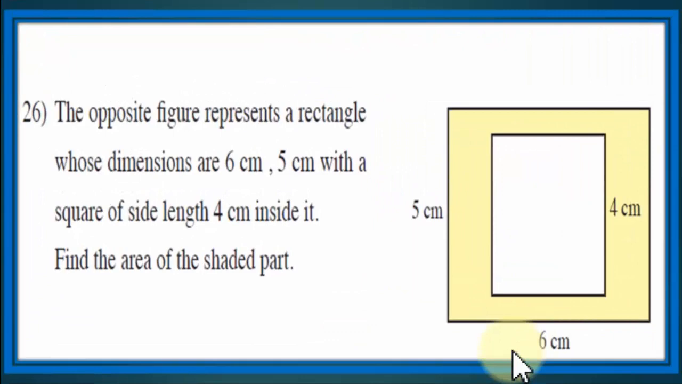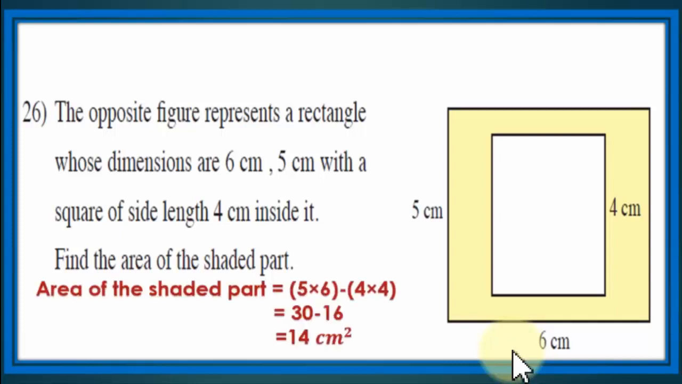The opposite figure represents a rectangle whose dimensions are 6 cm, 5 cm, with a square of side length 4 cm inside it. Find the area of the shaded part. Okay, the area of the shaded part equals the area of the rectangle minus the area of the square. If we want to calculate the area of the rectangle, we will multiply length by width.